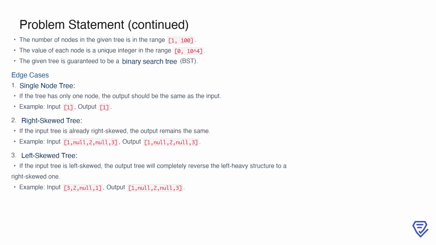Some edge cases include a single node tree, where the output is identical to the input, and a tree that is already right-skewed, which also remains unchanged. On the other hand, for a left-skewed tree, the transformation will completely reverse its structure, converting it into a fully right-skewed tree. These constraints and edge cases help clarify the expectations for how the solution should handle different scenarios.